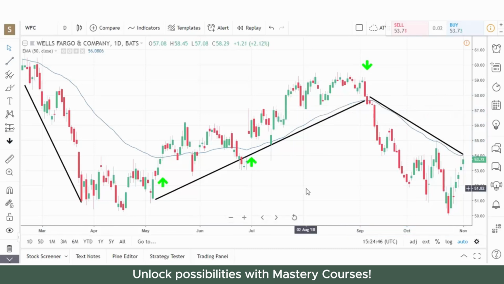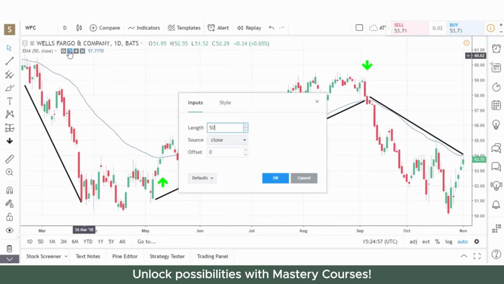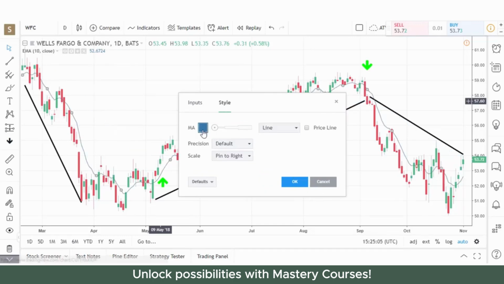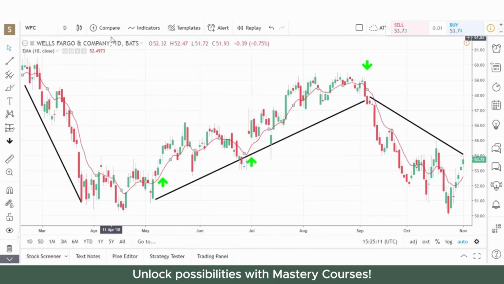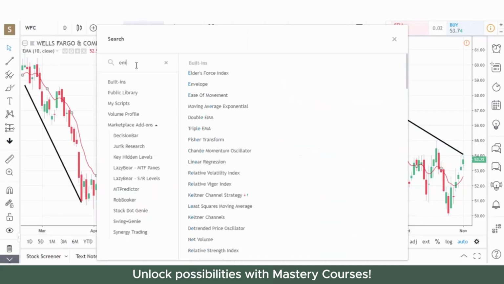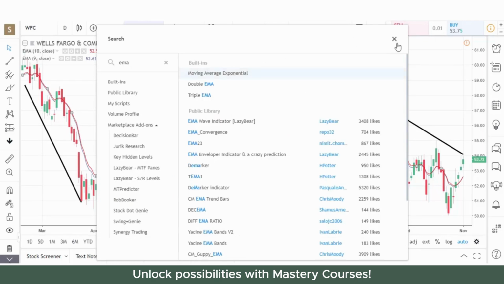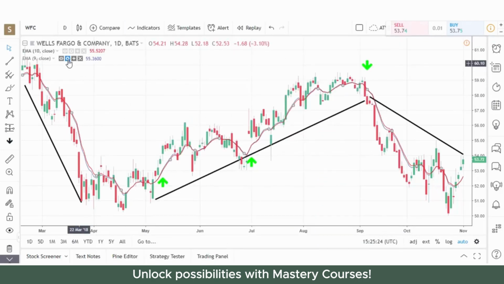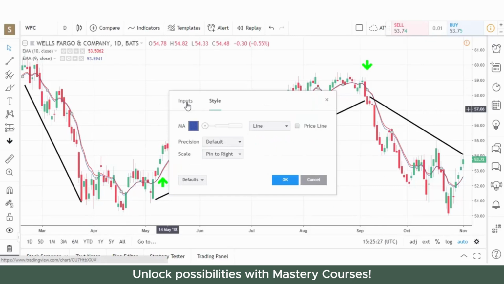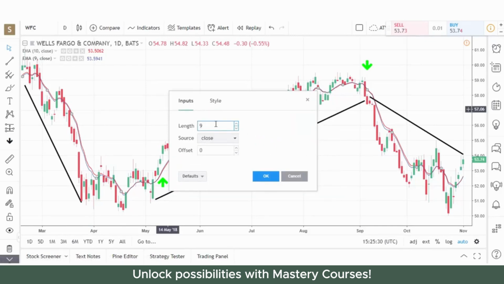So that's how we would use a single EMA to give us a signal as to whether the stock is moving up or down. Now, let's change our EMA. We're going to go to Format again, and we're going to use a 10-day EMA, which is going to be our fast line. We're going to add another EMA. So go back to Indicators, type in EMA again. Click on Moving Average Exponential. And for our second EMA, which is going to be blue, we're going to make that a 20-day EMA.